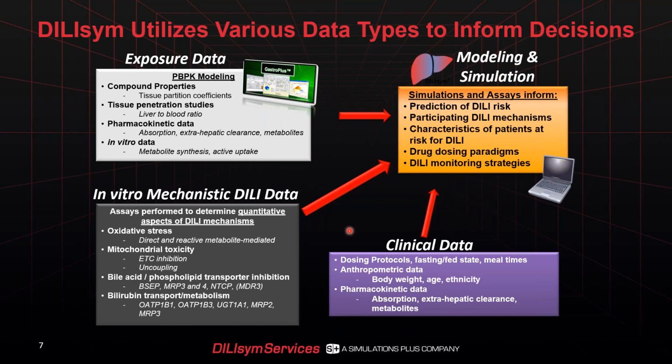Once those three components are brought together, we can predict the risk of drug-induced liver injury, or DILI, but we can also determine exactly what mechanisms might be involved, the characteristics of the patients that might be responding, and we have risk mitigation strategies such as dosing changes or monitoring.